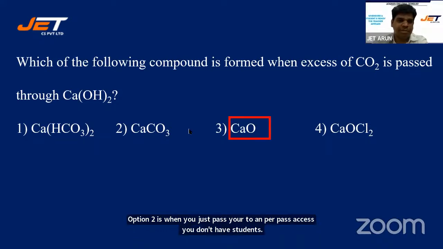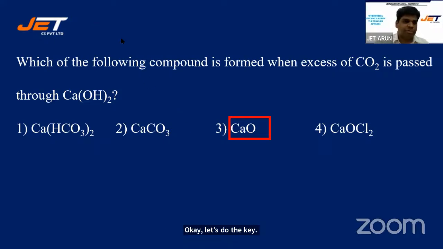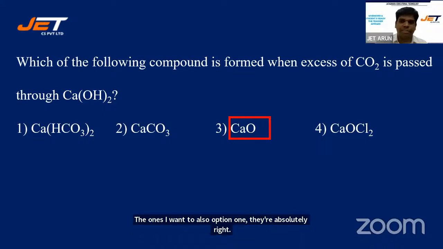All right, let's look at the key. This is my bad, students. It's supposed to be calcium bicarbonate. Not calcium oxide, calcium bicarbonate. A wrong key over here, students. Pardon me for that. Supposed to be calcium bicarbonate. Option 1 is right. The ones who have answered option 1 are absolutely right. It's not calcium oxide, it's calcium bicarbonate when you pass excess CO2.